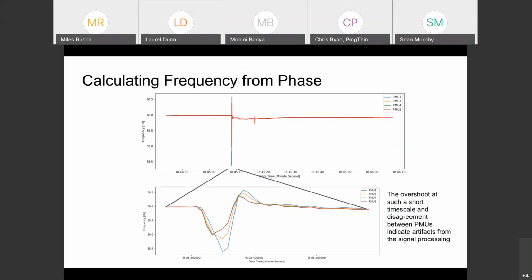The time scale is much shorter than what you would see from an actual controller that is controlling the generators that are actually causing the frequency. So those 2 facts lead us to believe that we are seeing some errors or artifacts coming from the signal processing internal to the PMUs themselves.